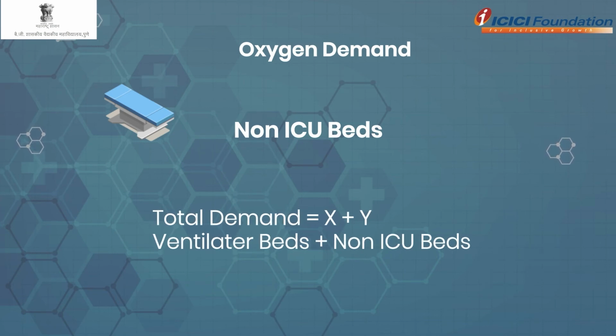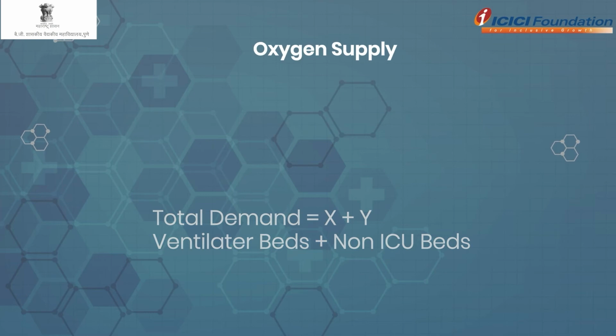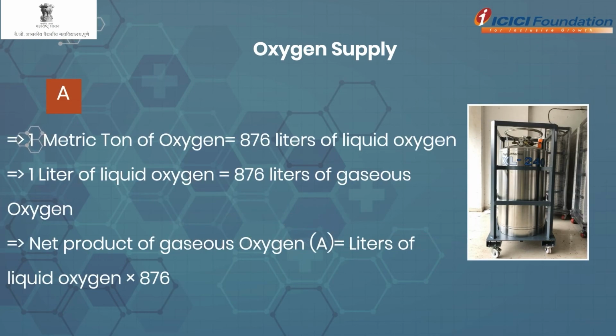So after seeing the demand, let's see how we get the supply. Coming to liquid medical oxygen or Dura cylinders, 1 metric ton of oxygen is equal to 876 liters of liquid oxygen, or 1 liter of liquid oxygen is equal to 876 liters of gaseous oxygen. So net product of gaseous oxygen is A, which is equal to liters of oxygen into 876. So that is one supply.